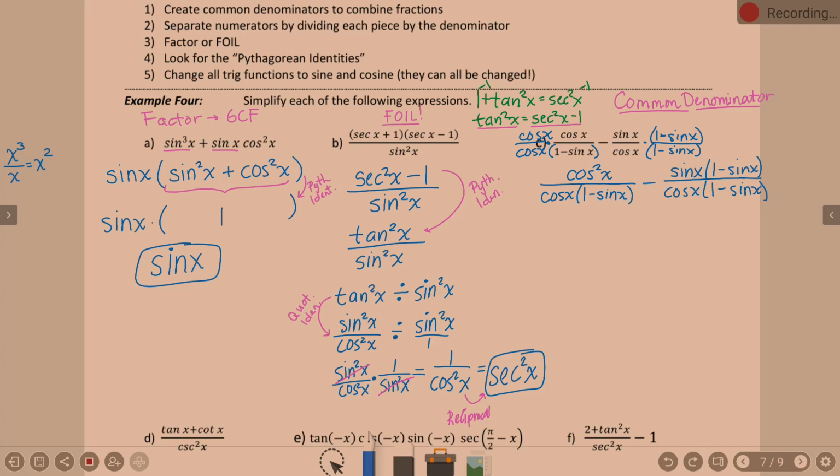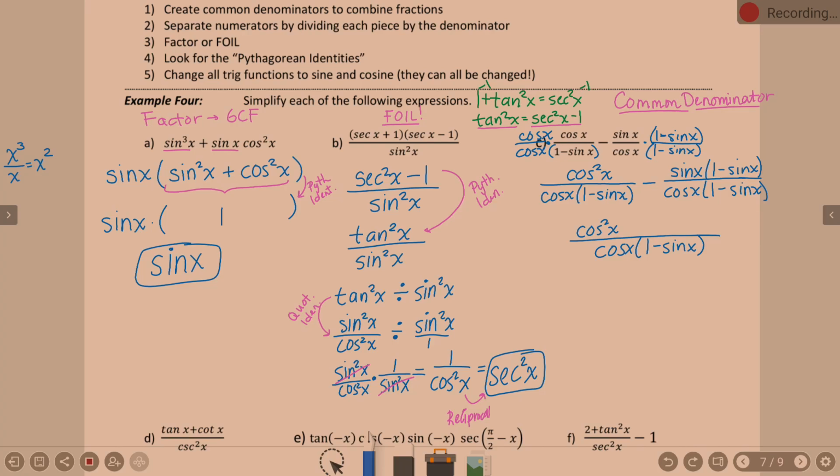Now, we just got a common denominator. What's the plan when you get a common denominator? Put them together, yes? So, my denominator is going to be cosine x times 1 minus sine x. Correct? That's the common denominator I created. Now, my first fraction is just cosine squared x, right?